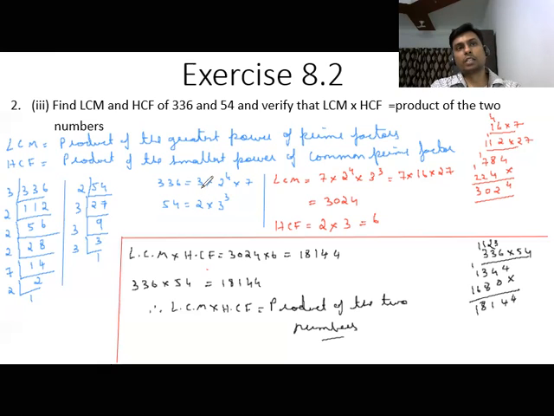Now what is LCM? Take the uncommon terms. 7 is the only uncommon term. Among the common terms, 2 is common, highest power 2 power 4. 3 is common, highest power 3 power 3. So you have 7 into 16 into 27, which is 3024. HCF, take the product of the common terms, which here are 2 and 3. Smallest power is 2 and 3. So 2 into 3, which is 6. LCM into HCF, 3024 into 6, 18144. 336 into 54, again 18144, which means LCM into HCF is the product of the two numbers.